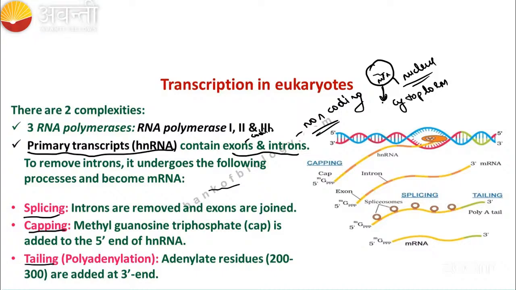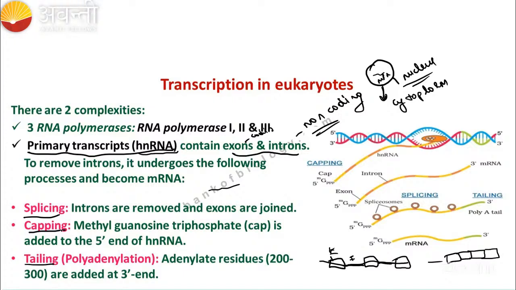So what will happen? First, the RNA is synthesized, which we call the hnRNA, having these exons and the introns. The in-between parts are the introns, and these all are the exons. We have to remove these introns and join the exons. Joining of the exons, we are going to call splicing.